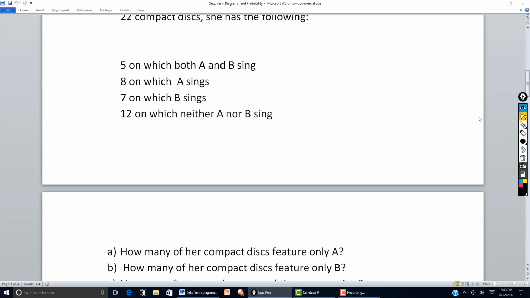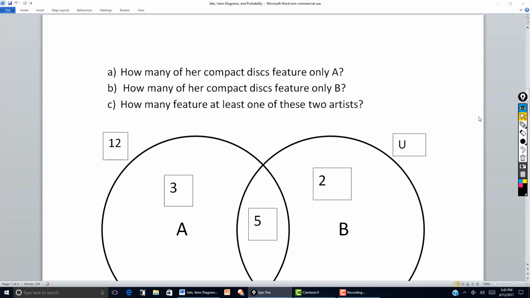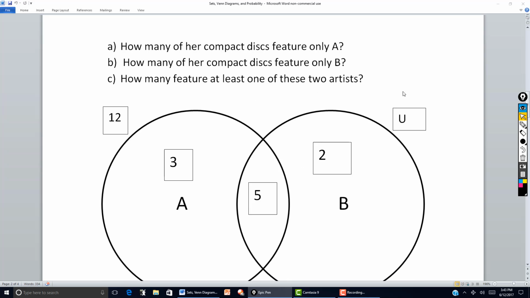Answer the questions. I reproduced it over here. This one says, from the Venn diagram, we want to answer this. How many of our compact discs feature only A? You can see only A is this region right here, which is labeled 3. So this would be a 3. How many of our compact discs feature only B? Only B would be this region right here, which has a value of 2.